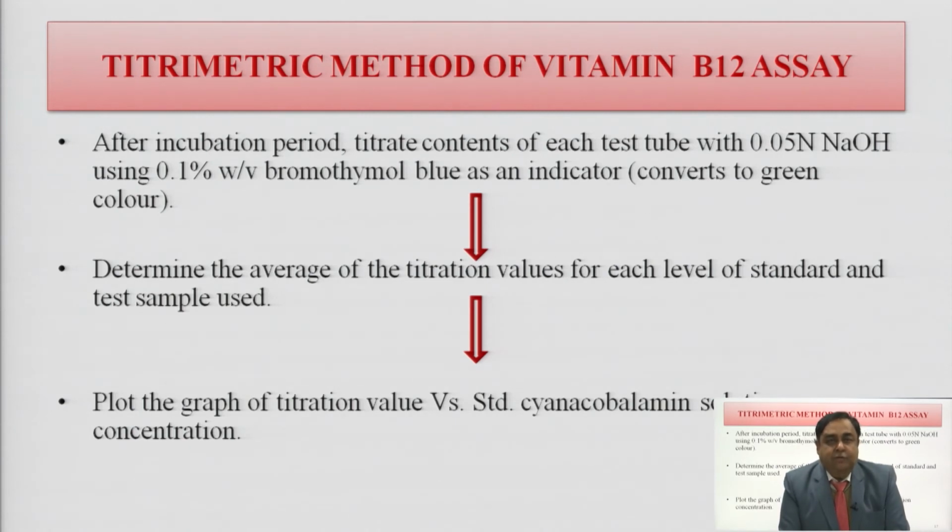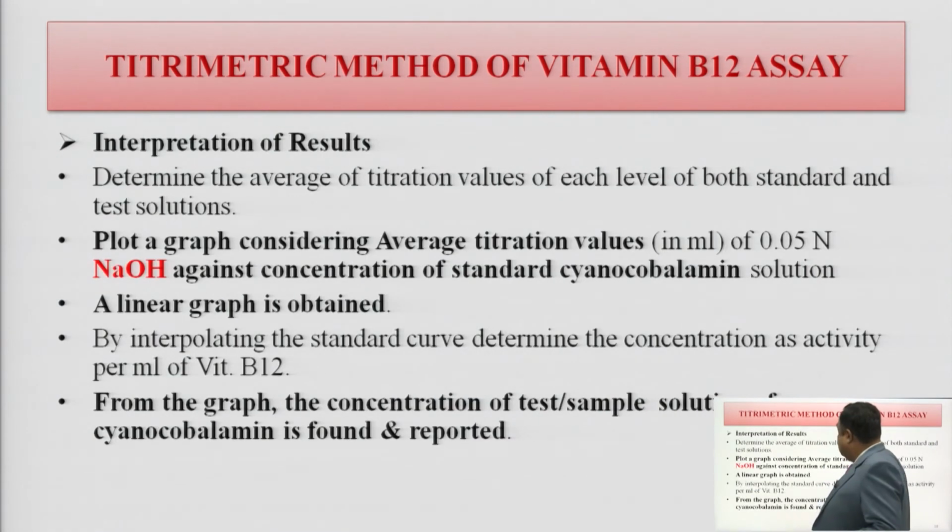Simply locate the titration value on the graph, and at the point where it cuts the curve, go for the process of extrapolation by simply drawing a line parallel to your y axis. Wherever it cuts your x axis will give you the concentration of the unknown sample, that is, the unknown cyanocobalamin solution.